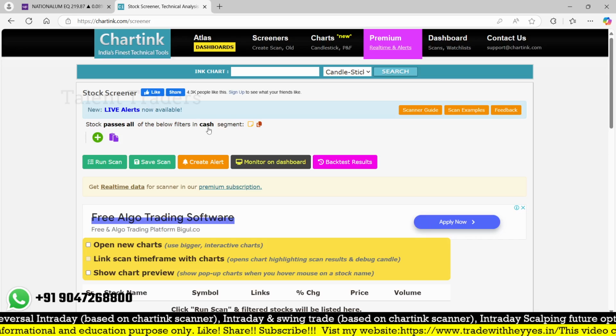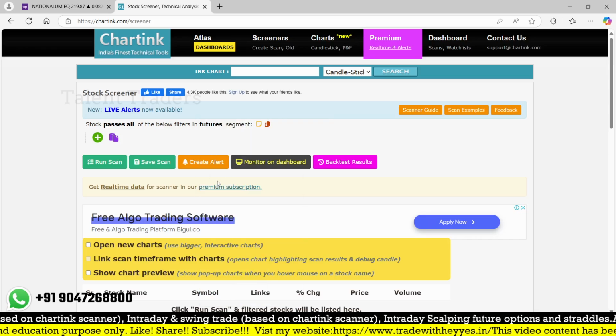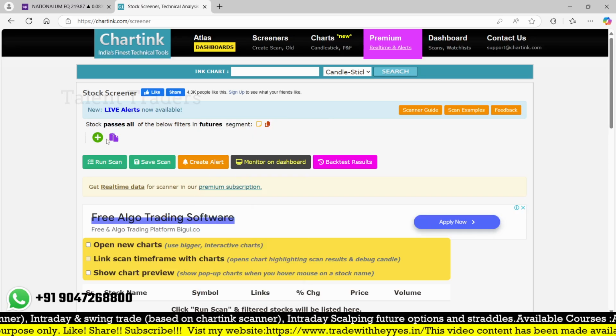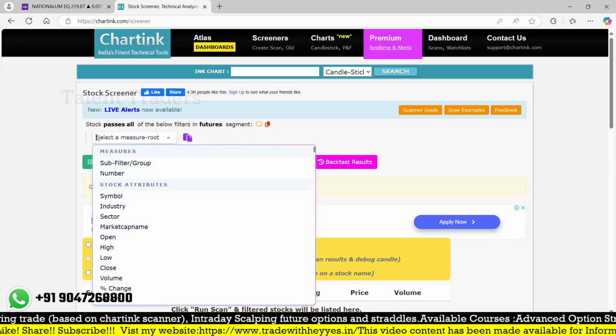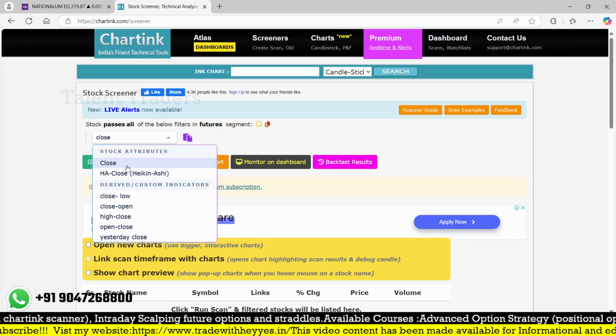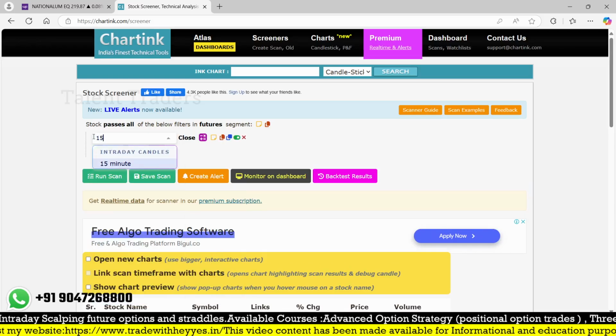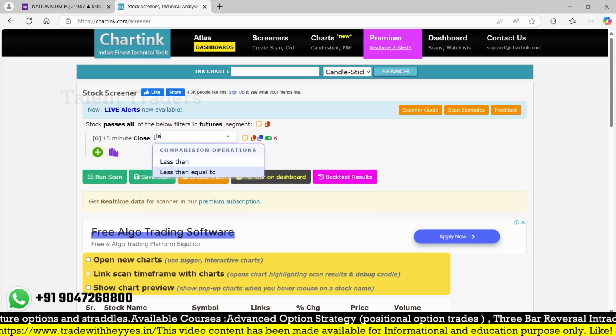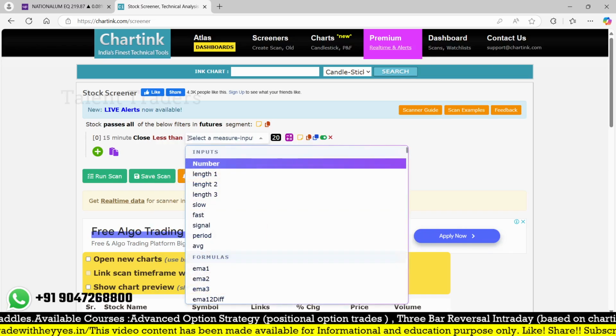I'm going to make this in the futures category. If you want to change the category, you can change it here. I'm using 15-minute close, meaning a 15-minute intraday, and the close must be less than the Camarilla support S4.